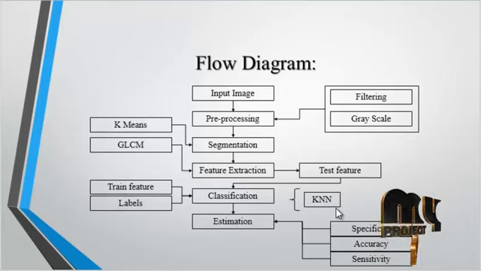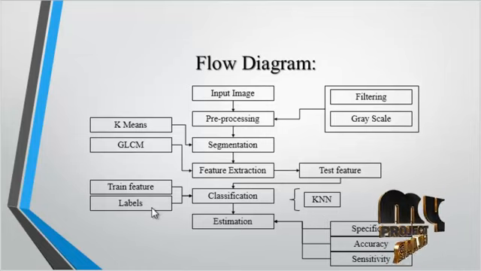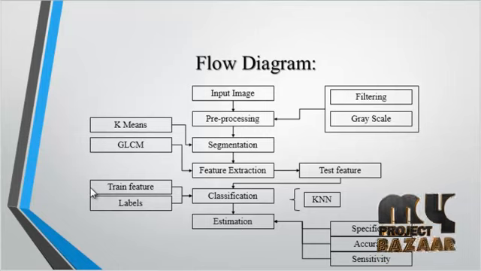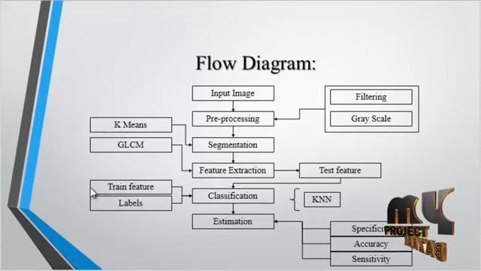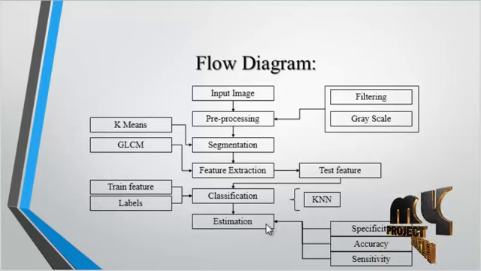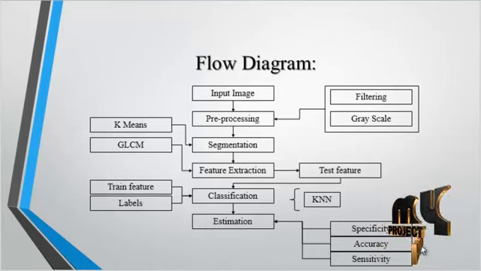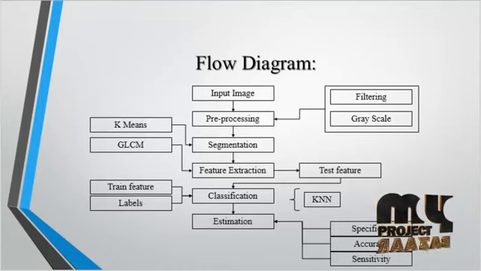In this classification, we have to give 3 things as input. First one is the test feature, then the train feature, then the labels. Train features are the features obtained from the whole dataset images. Labels are the number of categories present in the process. After the classification, the performance is estimated by parameters like accuracy, sensitivity and specificity. By these 3 parameters, we can justify whether our process is efficient or not.